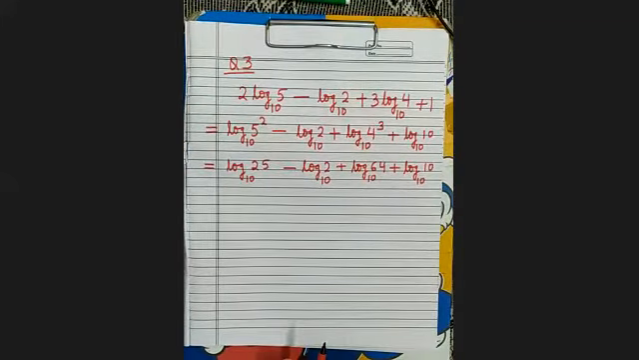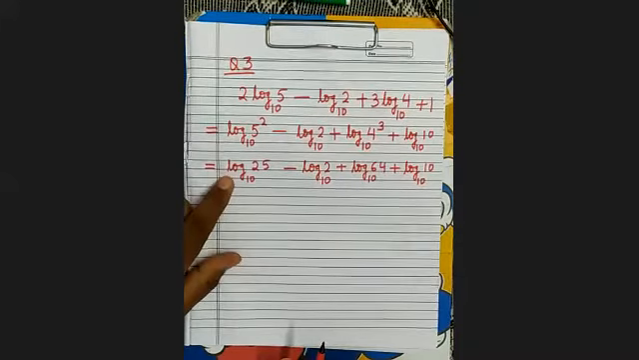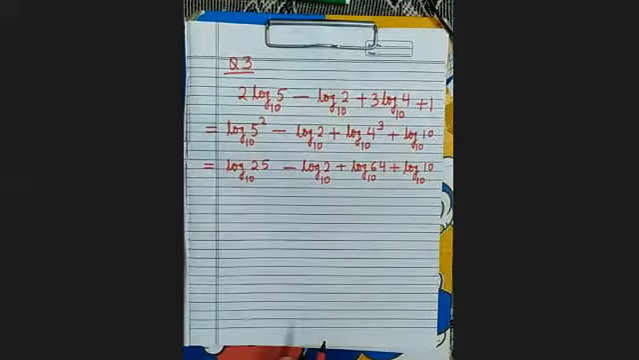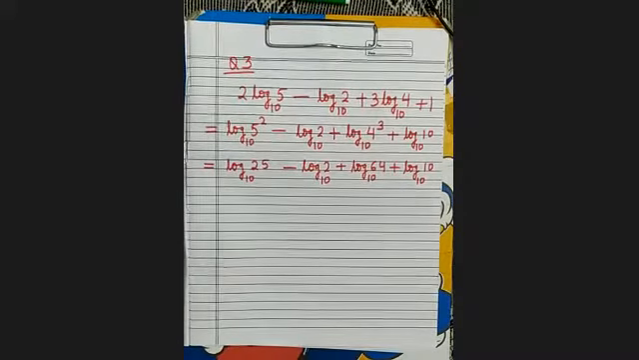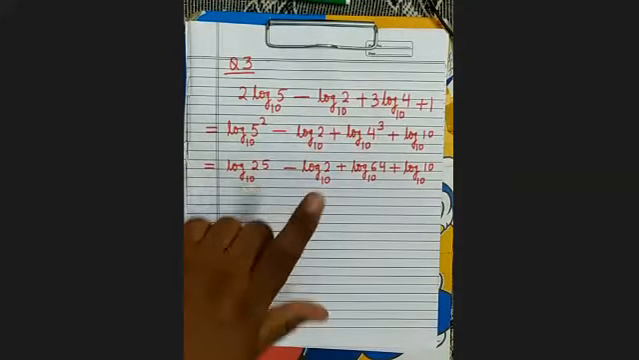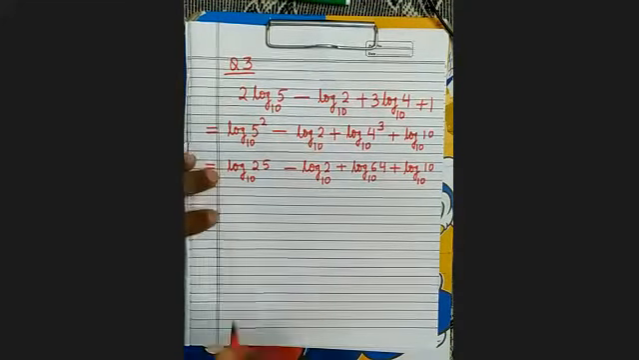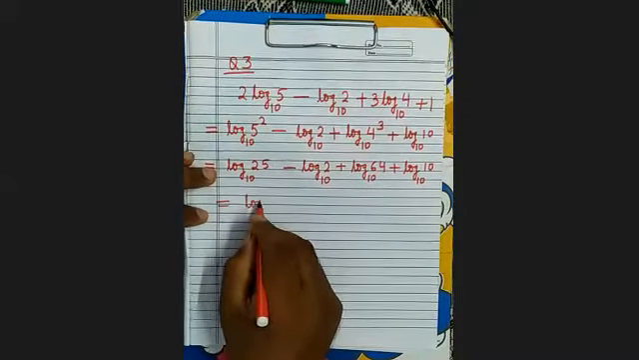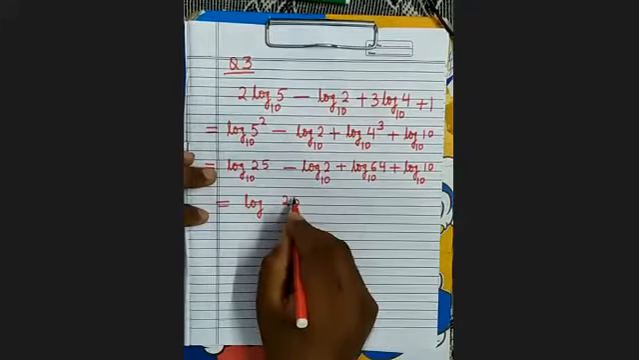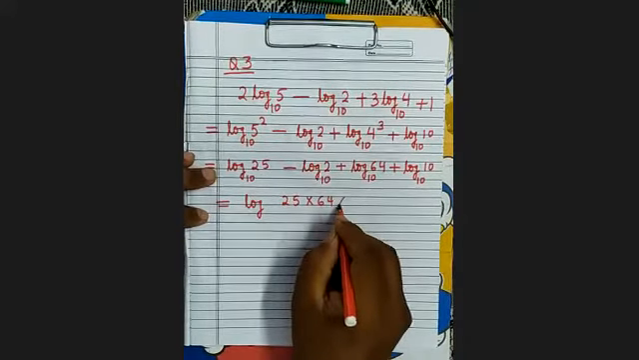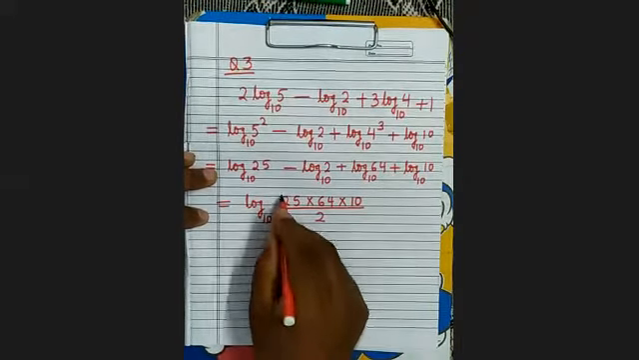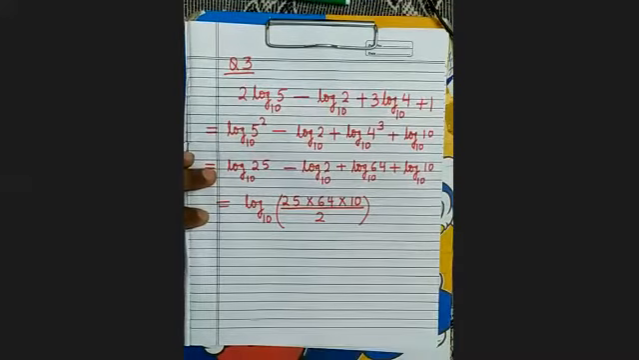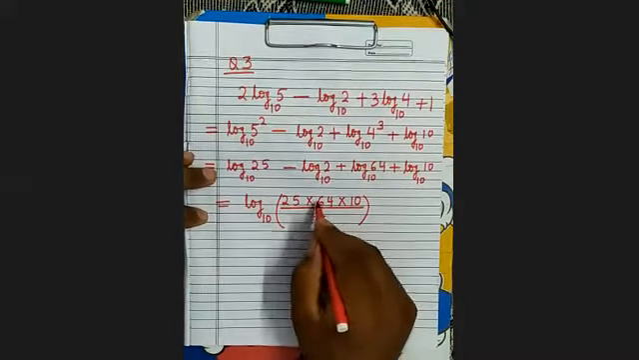Now what will you do? The logarithms which are in plus, their numbers will be multiplied. While those which are in minus, their numbers will go into division. So you can see here log 25 into 64 into 10 divided by 2 to the base 10, this way. When it is simplified, it is 32.